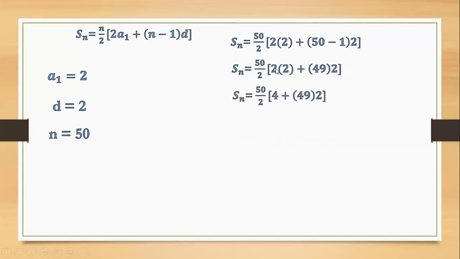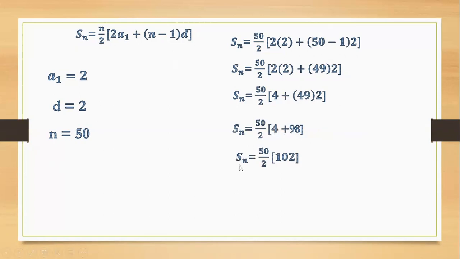Next, multiply 2 times 2 equals 4. You can multiply this first or this one, or do them together. Here, we go one by one. 2 times 2 equals 4. Just copy S sub n equals 50 over 2. Then also 49 times 2. Next, we multiply 49 times 2. Copy again: 50 over 2 times 4. Then multiply 49 times 2 equals 98. Next, operate inside the parentheses, 4 and 98. 4 plus 98 equals 102.